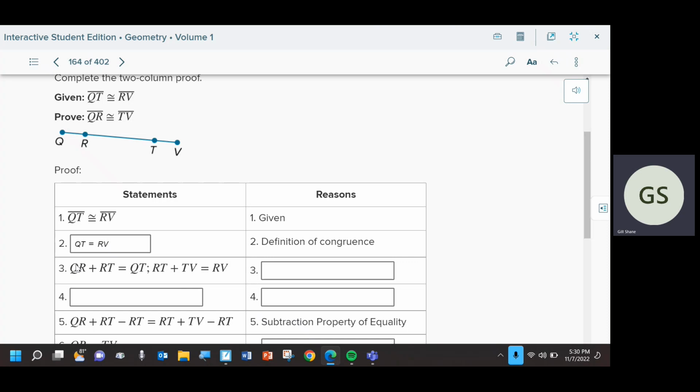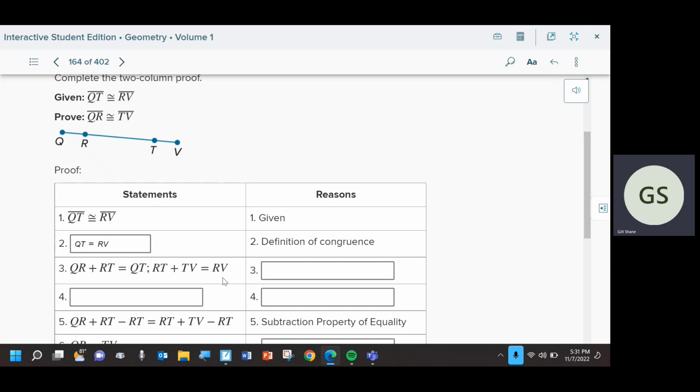Really, you don't even need to look at the given information. That doesn't have anything to do with it. Look at the picture and try to figure out how are they able to state QR plus RT equals QT. So I'll give you a sec, and then it's really the same reason here, which is why there's only one box to fill out. How are they able to state RT plus TV equals RV? So pause it, try to figure that out. You should be back now.